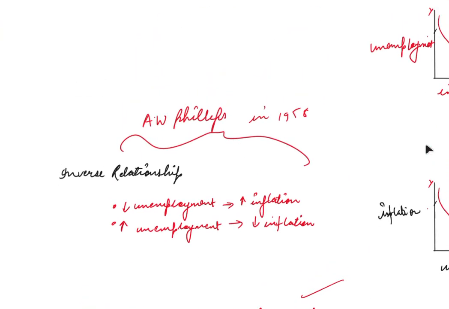The Phillips curve basically shows an inverse relationship between unemployment and inflation. This means when unemployment increases, inflation decreases, and when unemployment decreases, inflation increases. This relationship was introduced by the economist A.W. Phillips in 1958.